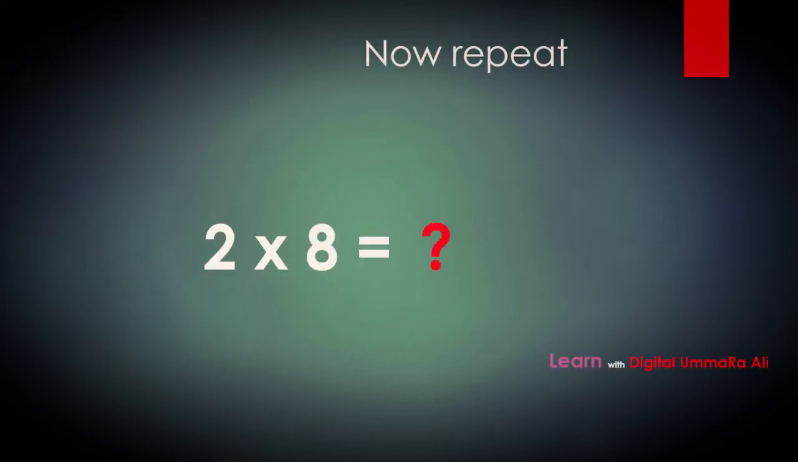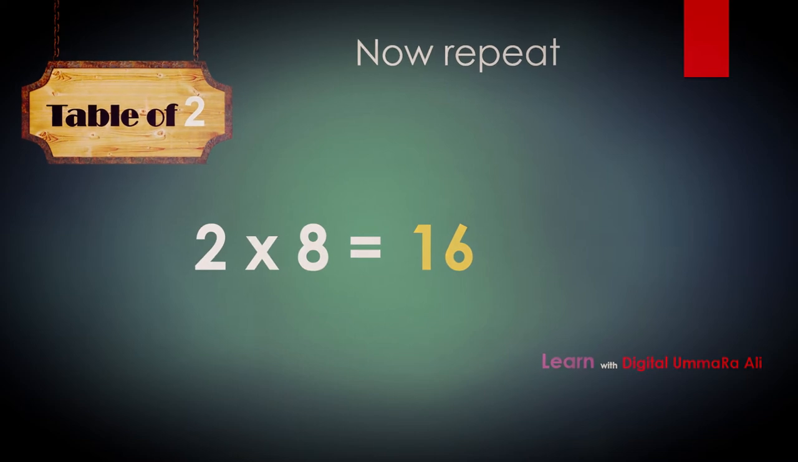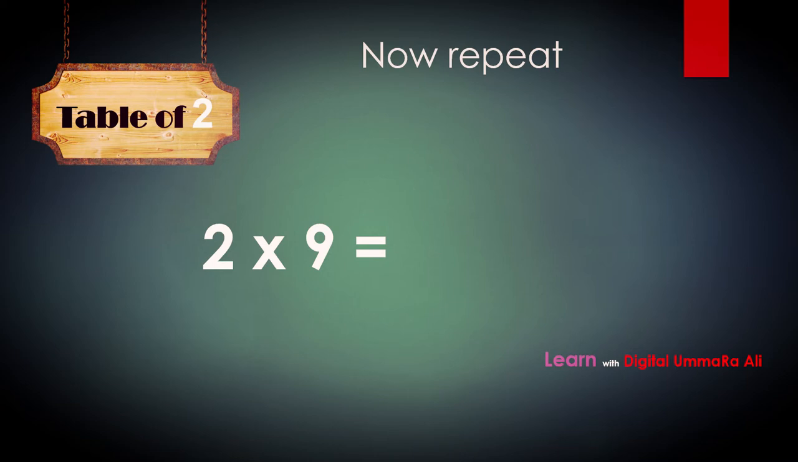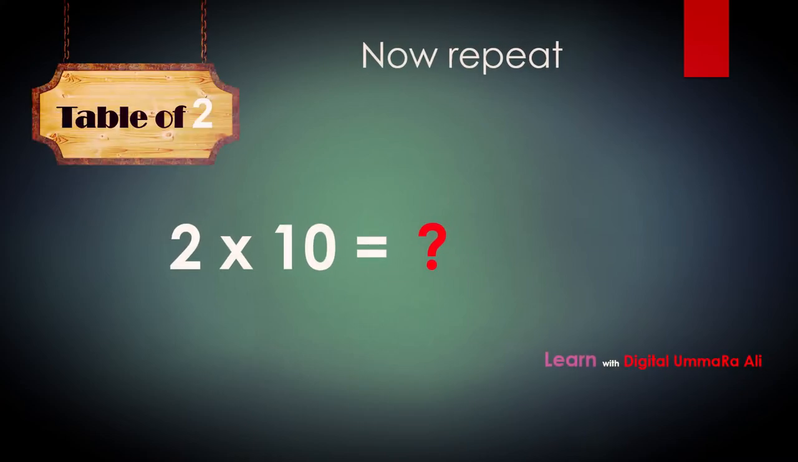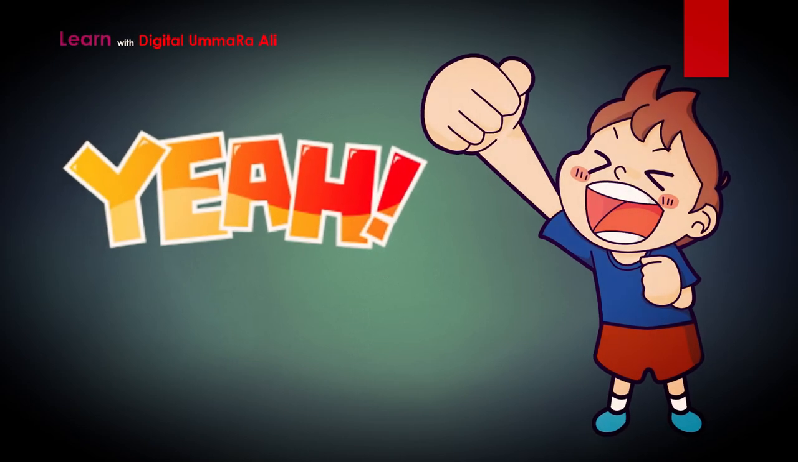2 eights are, think about it. 2 eights are 16. Now you have to tell me, 2 nines are, yes, 2 nines are 18. 2 tens are, this is so simple, 2 tens are 20. Yes kids, now you already know the table of 2. To repeat it again, please watch the video.